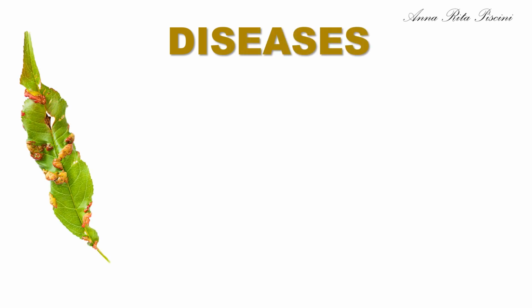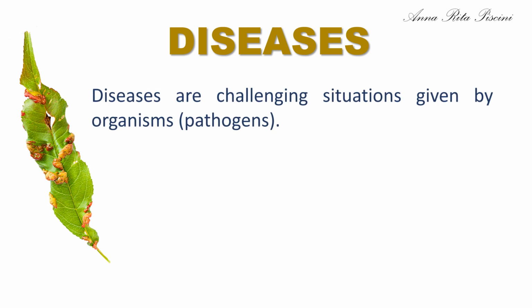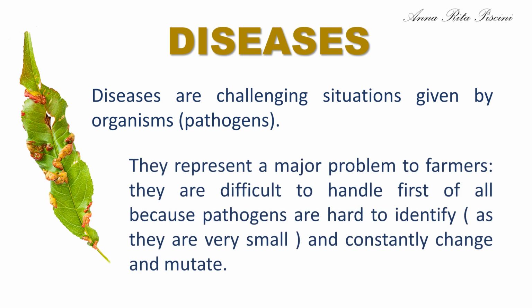However, the main threat to plants and crops is posed by pests and diseases. Diseases are challenging situations given by organisms, that is, by pathogens. They represent a major problem to farmers. They are difficult to handle, first of all, because pathogens are hard to identify, as they are very small and constantly change and mutate.